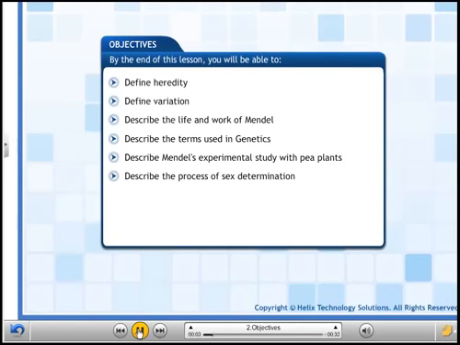By the end of this lesson, you will be able to define heredity, define variation, describe the life and work of Mendel, describe the terms used in genetics, describe Mendel's experimental study with pea plants, describe the process of sex determination.